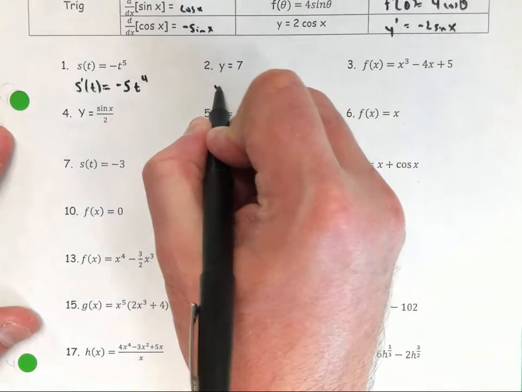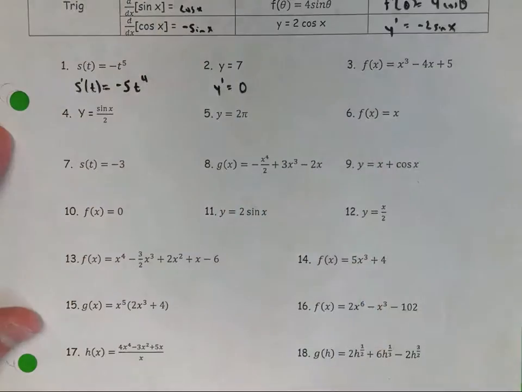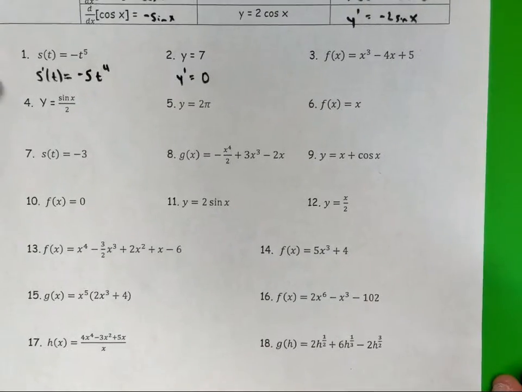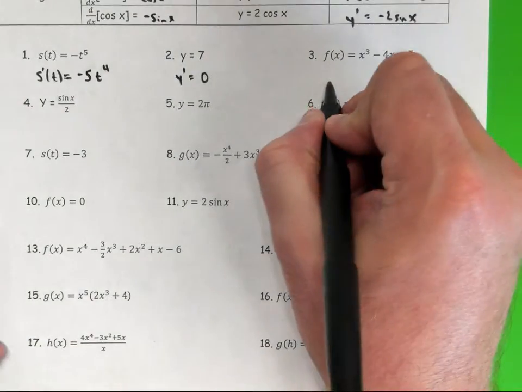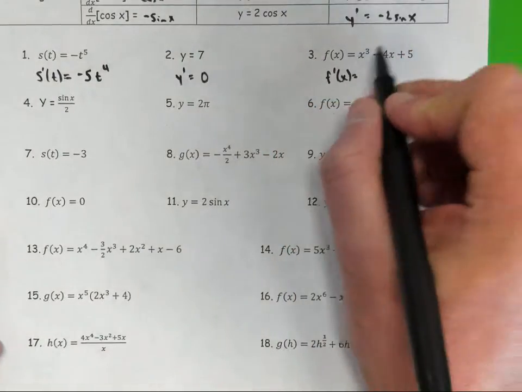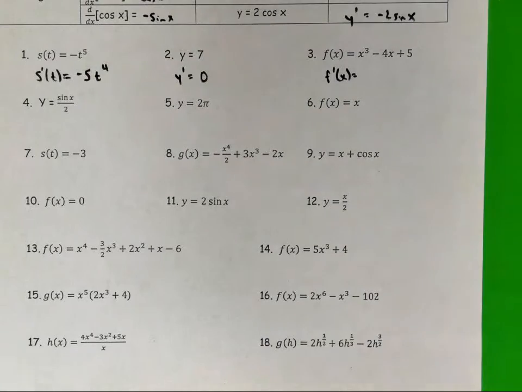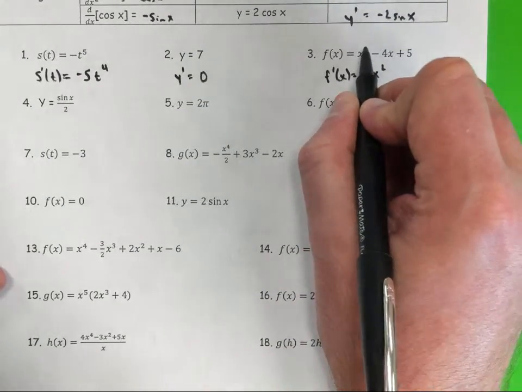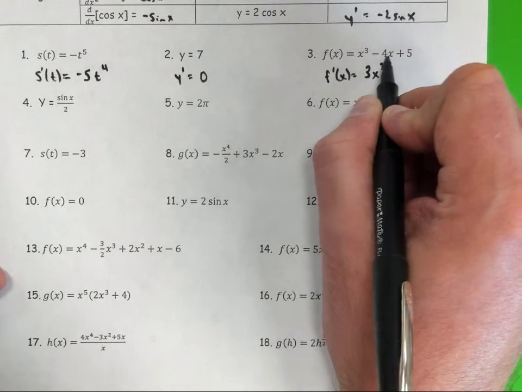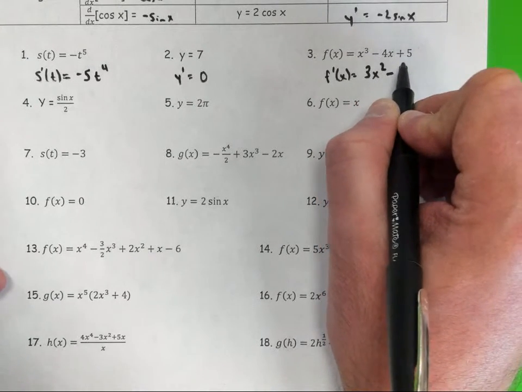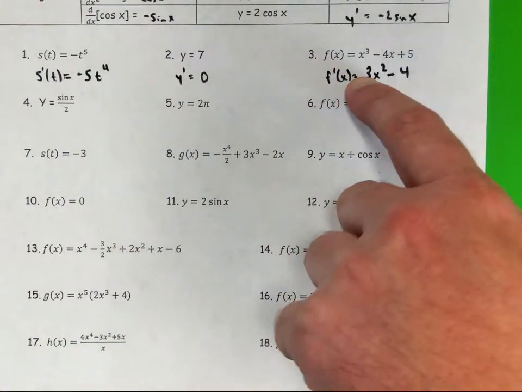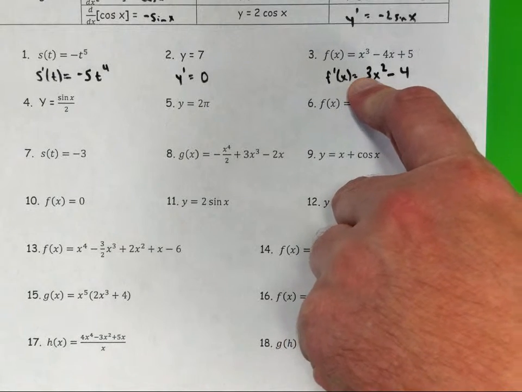All right, number 2. How would I first write this first part? Y what? Prime. What's the derivative of 7? Number 3. How would I write that? F what? Prime of x equals. Now, when they're separated by plus or minus, you're going to take the derivative of each part. What's the derivative of the x cubed part? 3x squared. Very good. 3 times 1 is 3. 3 minus 1 is 2. What is the derivative of the negative 4x? Negative 4. What's the derivative of 5? 0. There's your answer.